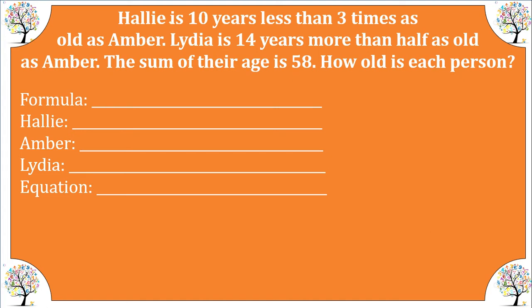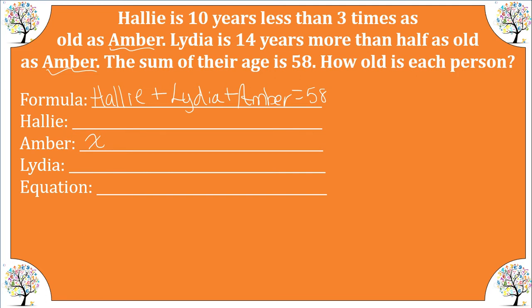So we know a little bit about Hallie. We know a little bit about Lydia. We know nothing about Amber. So we're going to let Amber be X, and let's write our formula. So we have Hallie, and the order doesn't matter because of the commutative property. Hallie's age plus Lydia's age plus Amber's age gives us a total of 58.